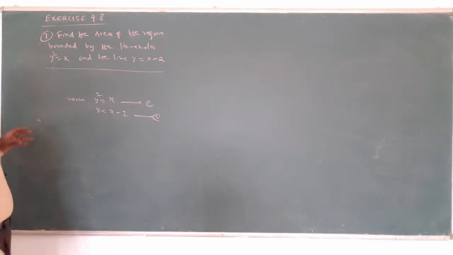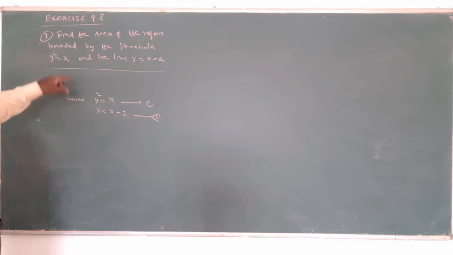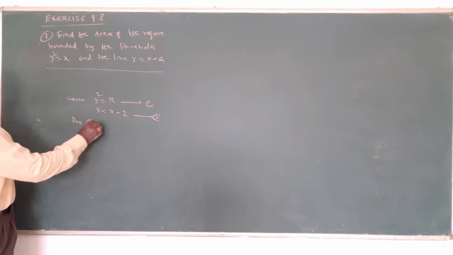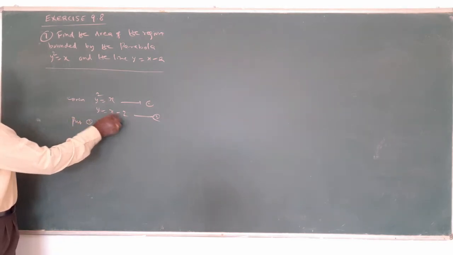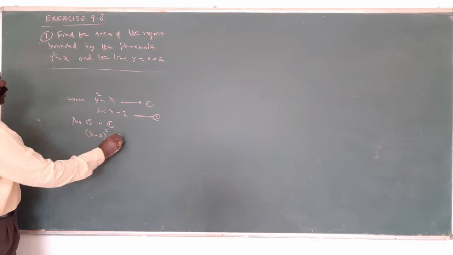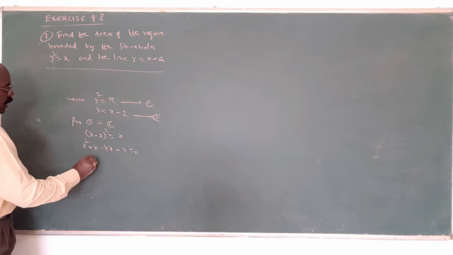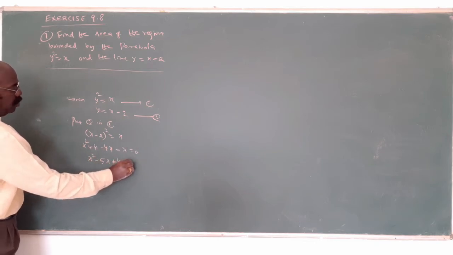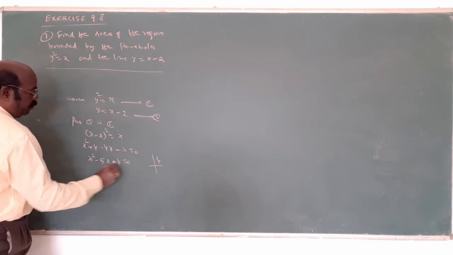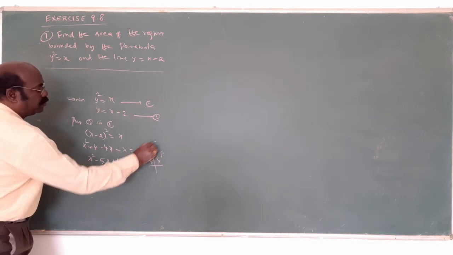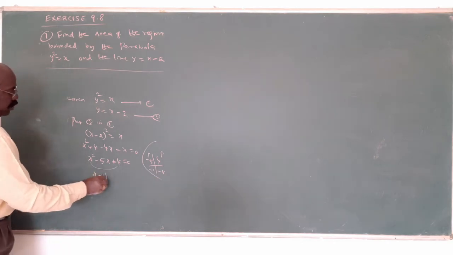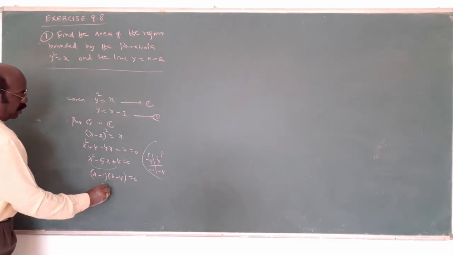Now listen here. Find the area of the region bounded by the parabola y squared equals x and the line x minus y equals 2. Call them equations 1 and 2. Solve 1 and 2: put 2 in 1, so y equals x minus 2, and y squared equals x becomes (x minus 2) whole squared equal to x. That is x squared plus 4 minus 4x minus x equal to 0, so x squared minus 5x plus 4 equal to 0. The product is 4 and the sum is 5, so the factors are minus 1 and minus 4: (x minus 1)(x minus 4) equal to 0, so x equals 1, 4.